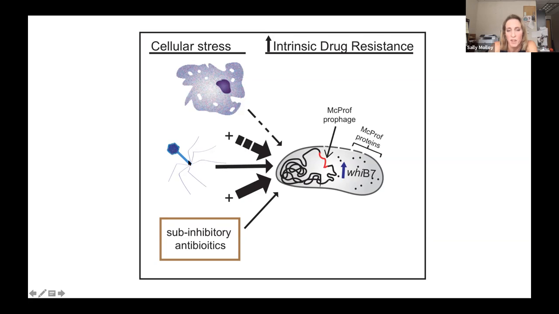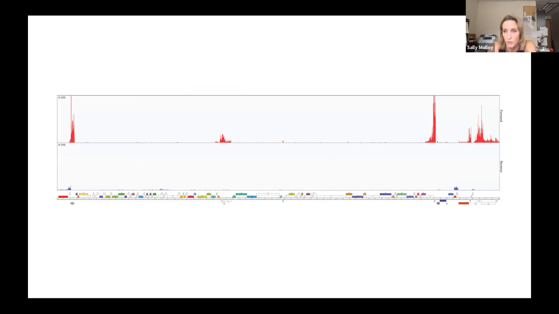We now know that phage infection in the absence of things that we know turn on YB7, like the macrophage or sublethal concentrations of drugs, also turns on YB7. We're interested in whether McProf might enhance YB7 expression or even survival in macrophage. And what we're working on right now is identifying which McProf proteins are contributing to these interactions. And we know the expression profile of McProf. We're cloning all these genes and looking for their impact on drug resistance and gene expression.